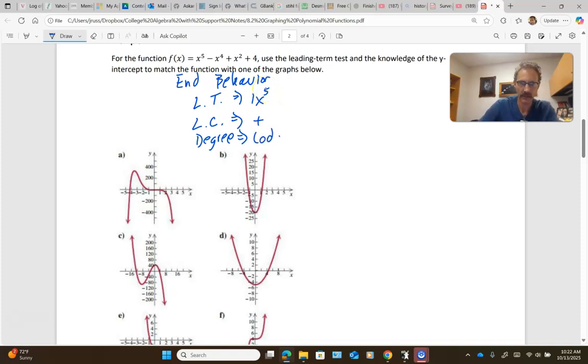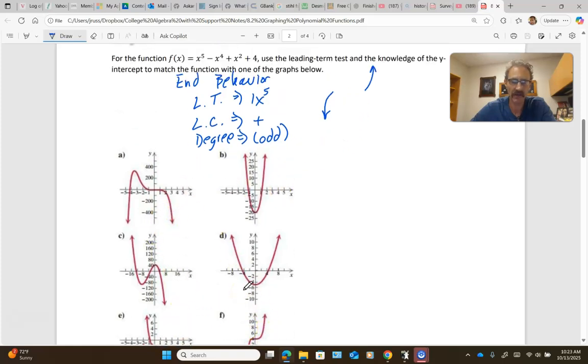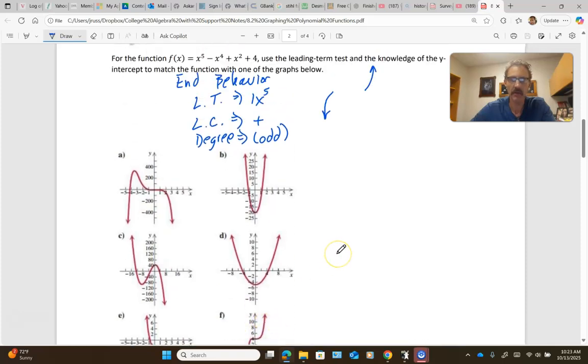Okay, so you may have to go back and look in your notes. But if the leading coefficient is positive and the degree of the polynomial is odd, then the end behavior looks like this. The left tail is going down and the right tail is going up. Okay. And so really, guys, with just that information, we could pick out the answer to this question. It's got to be F. F is the only one that has the appropriate end behavior.